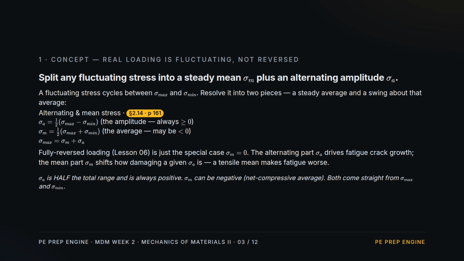Concept 1. Real loading fluctuates. Instead of swinging symmetrically about zero, a real stress cycles between some maximum and minimum. Split that into two pieces, the mean, which is the average of the two, and the alternating amplitude, which is half the range. The alternating part is what grows the fatigue crack. The mean part shifts how damaging that swing is, and a tensile mean makes things worse. Fully reversed loading from last lesson is just the case where the mean is zero.